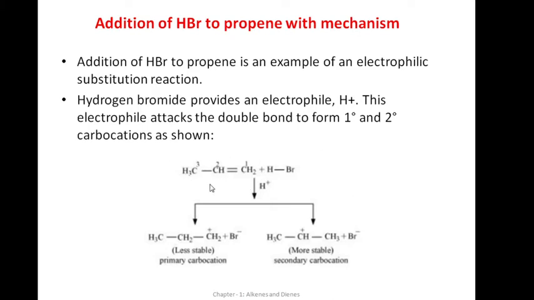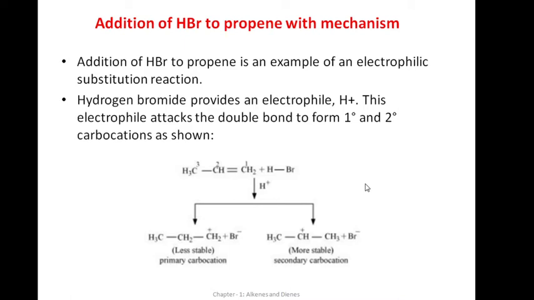This is propene. We are going to add HBr. We are going to discuss the mechanism. So this is an addition reaction. Okay, it's an addition reaction. So all addition reactions take place in 2 steps. The first step is addition of the electrophile and the second step will be addition of the nucleophile.